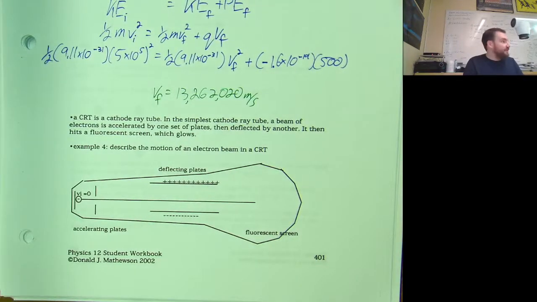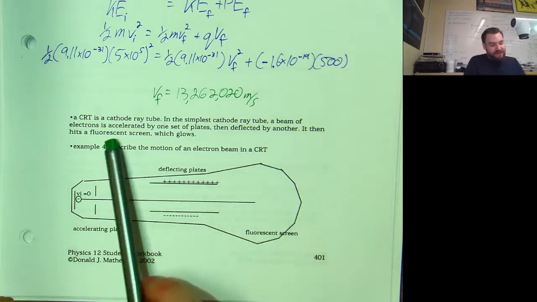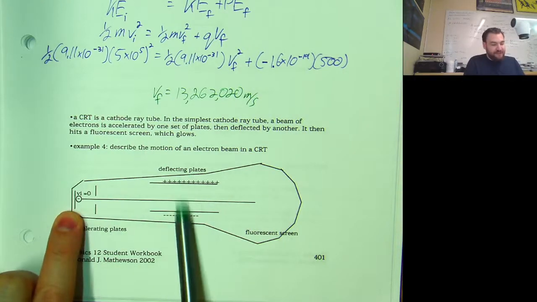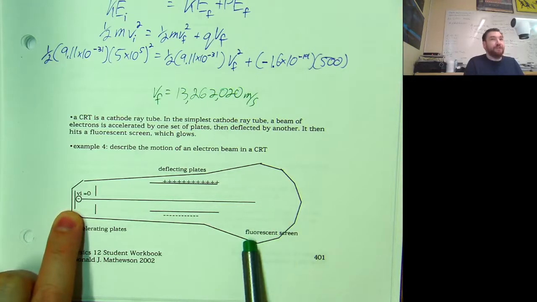An application of this is a device called a cathode ray tube. There are varying degrees of simplicity in a cathode ray tube. The simplest cathode ray tube is a beam of electrons being accelerated by one set of plates, then deflected by another set of plates that hits a fluorescent screen, causing it to glow.